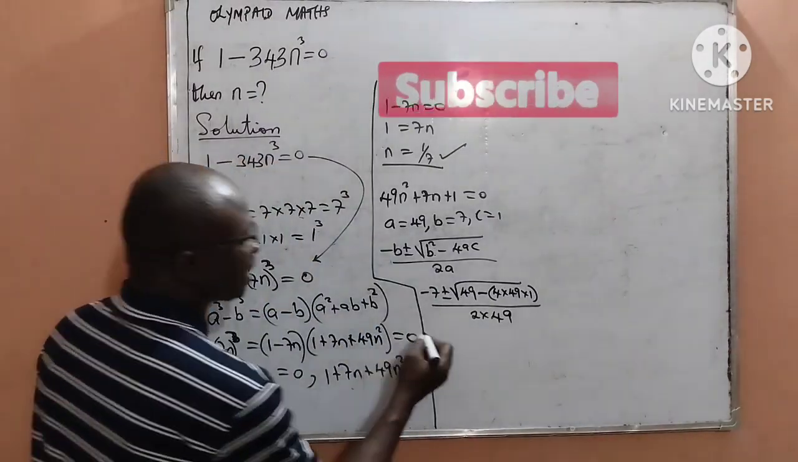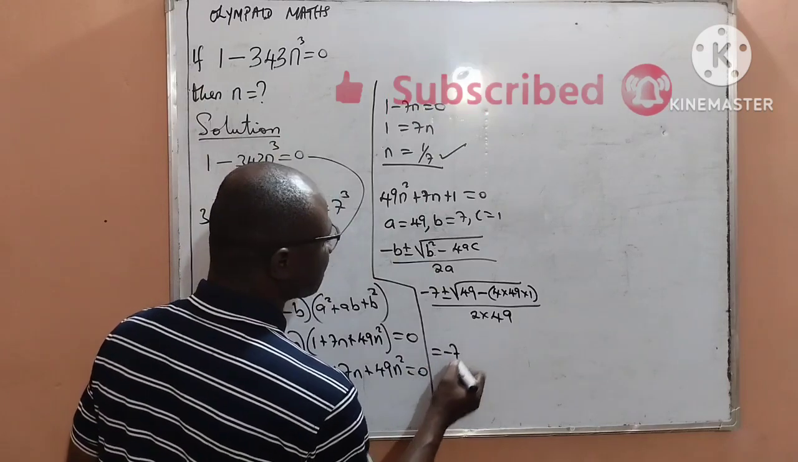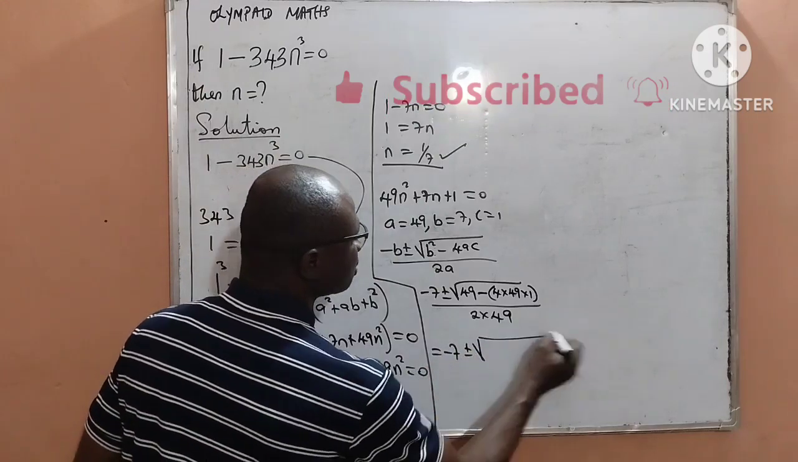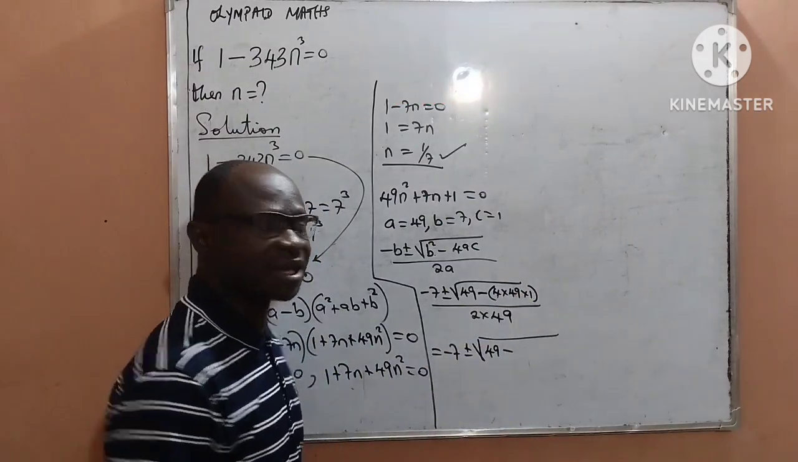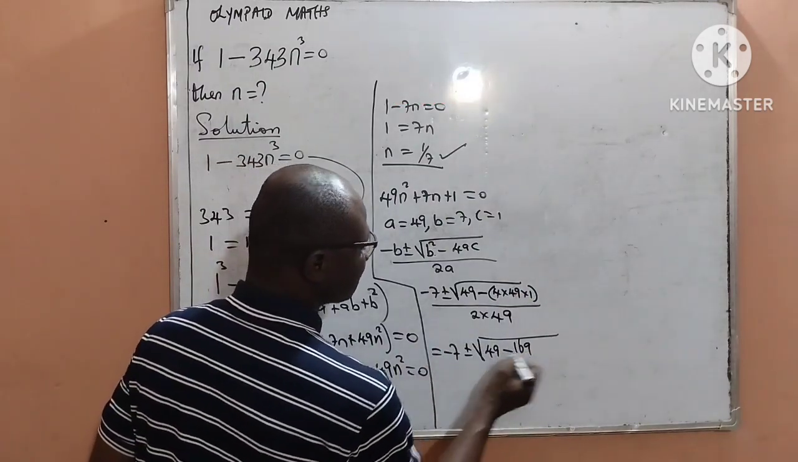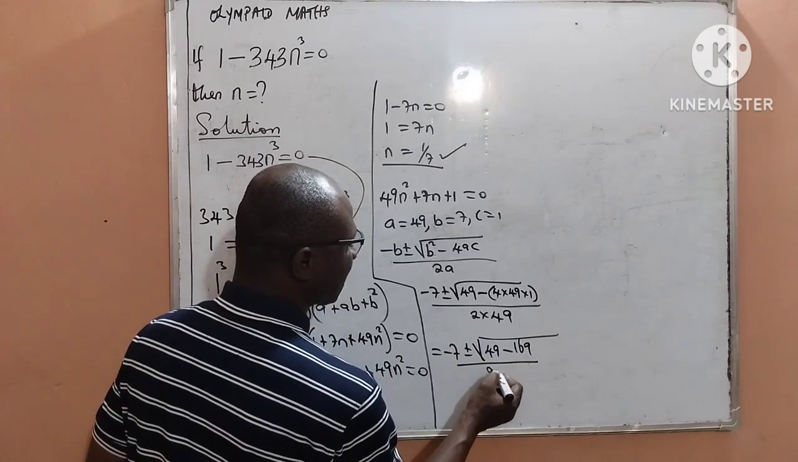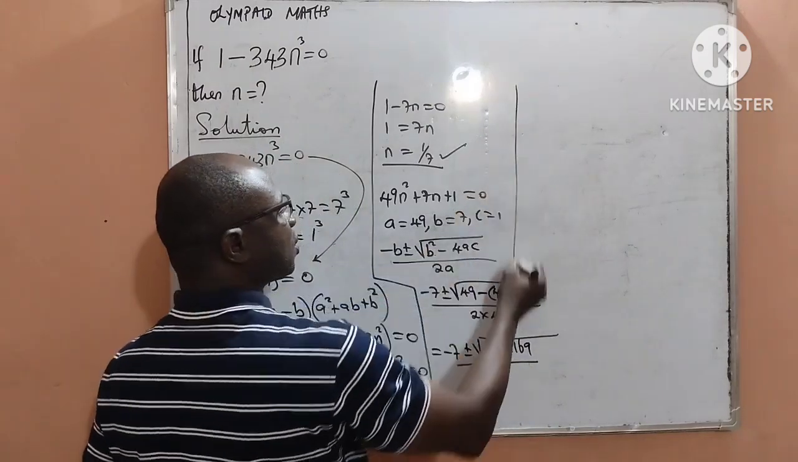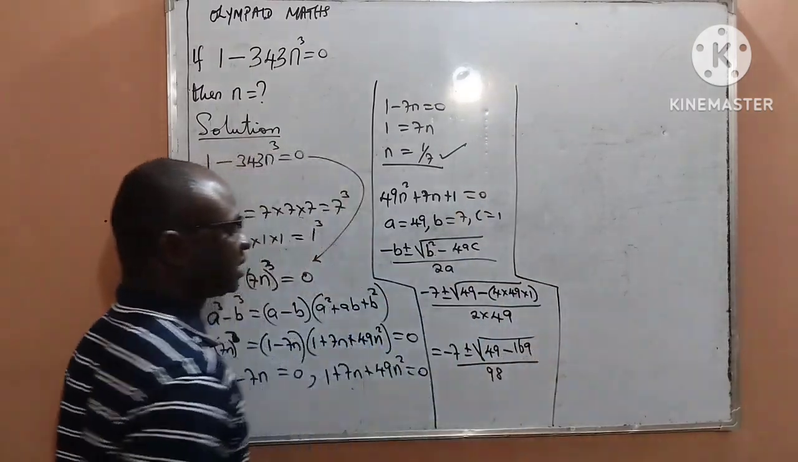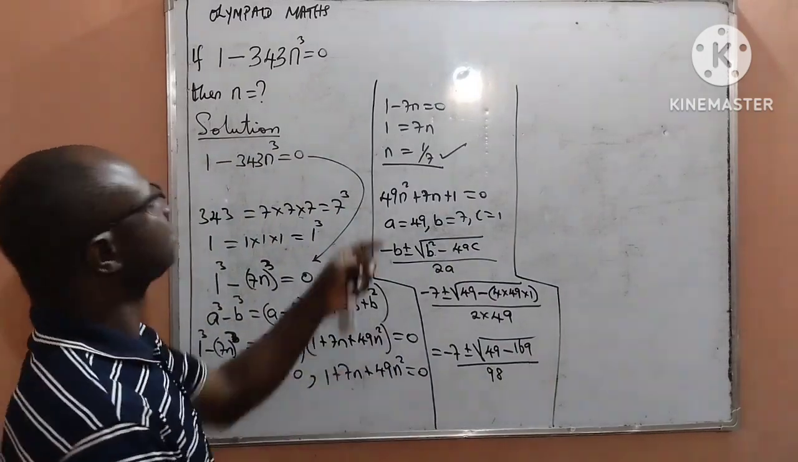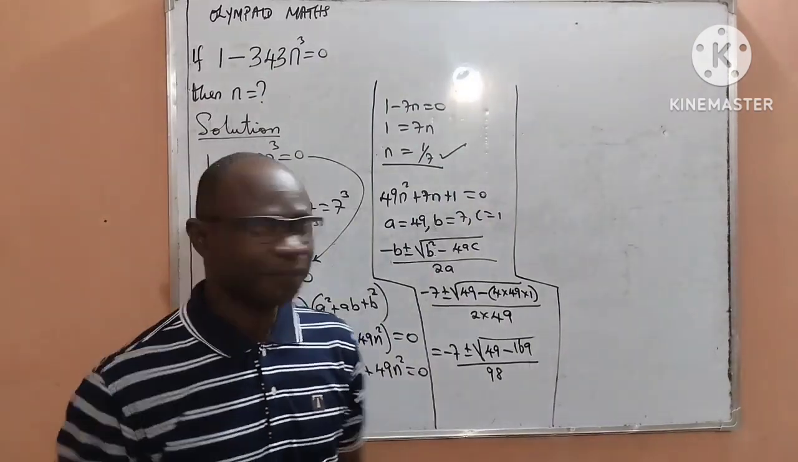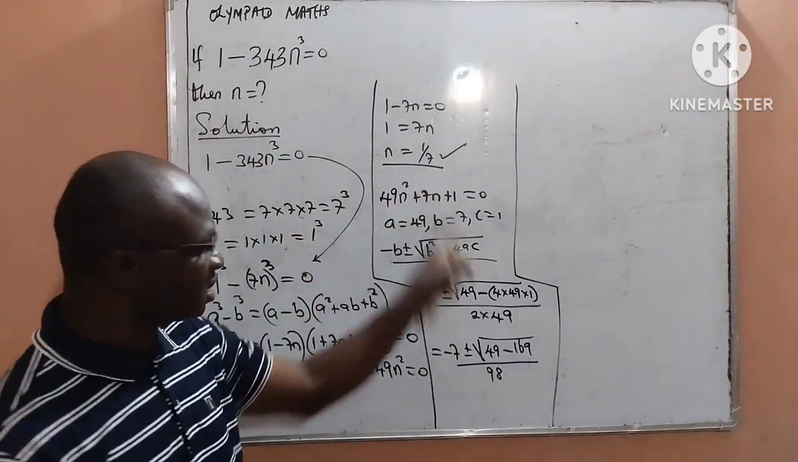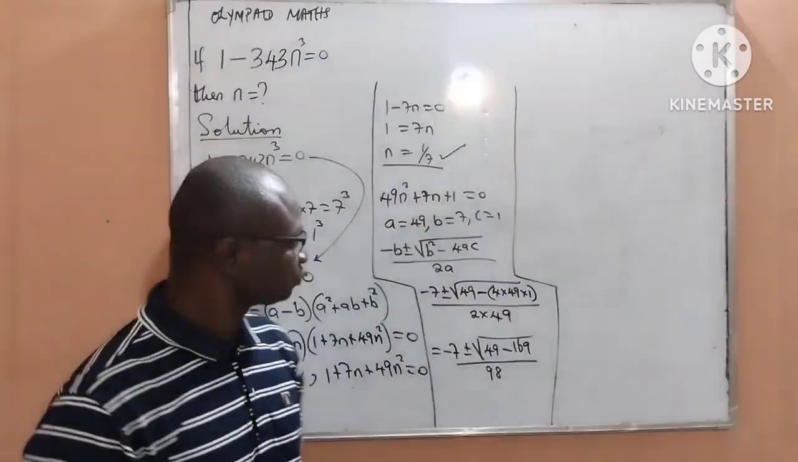Now going forward, I will have it written as minus 7 plus or minus the square root of 49 minus 4 times 49 times 1, which will give me 169, all divided by 98. We keep moving until we get the final answer for the values of n that are remaining, because the values of n are meant to be 3. We have gotten one real answer and we are about to get the remaining two.